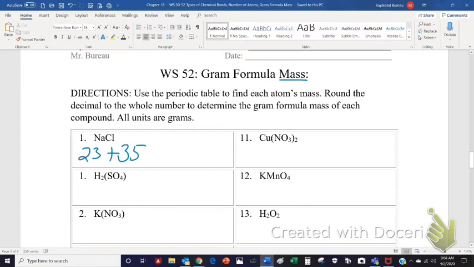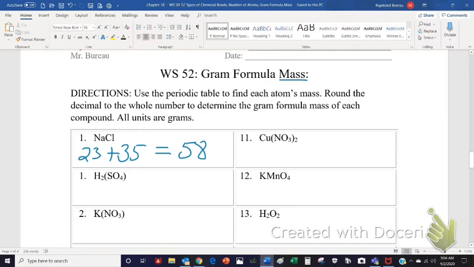23 plus 35, now all we have to do is add those together, and we get 58. So one molecule of sodium chloride has an atomic mass rounded off to about 58. So there are a total of 58 protons plus neutrons together. Remember, the atomic mass comes from adding the protons plus the neutrons.